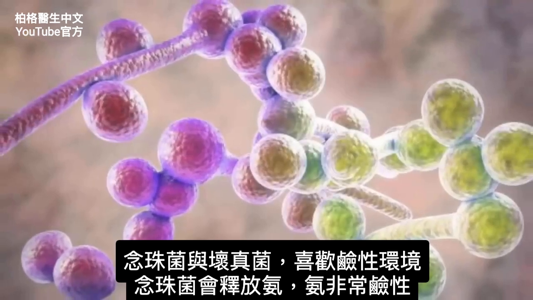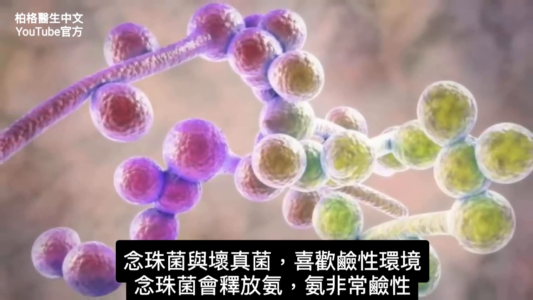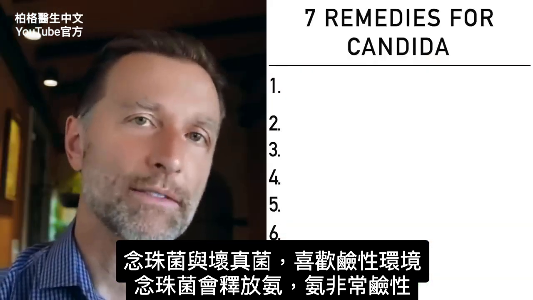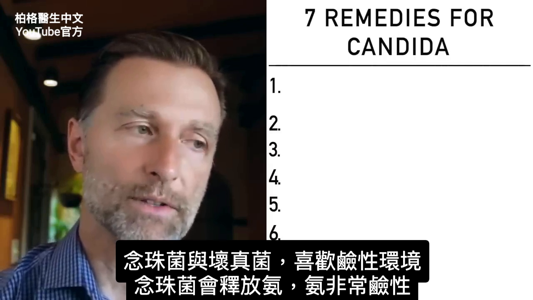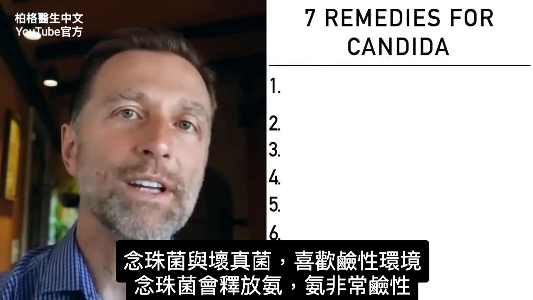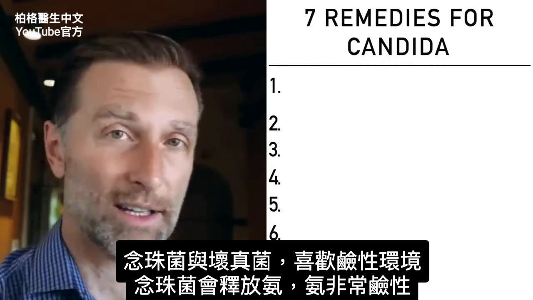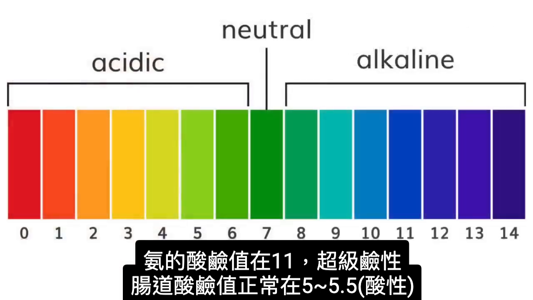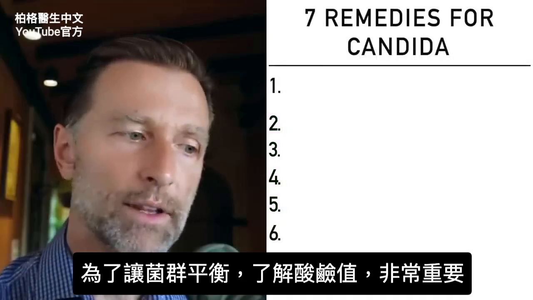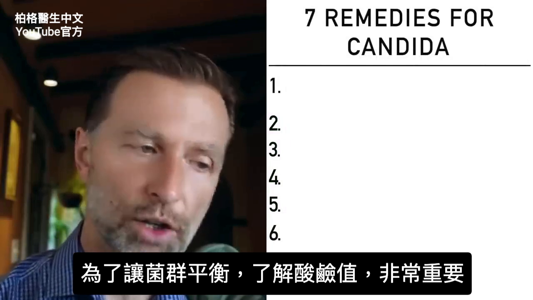And one unique thing about this Candida, or an overgrowth of any fungus, is that it prefers a more alkaline environment, okay? Because one of the byproducts of this fungus is that it releases ammonia. Okay, ammonia is extremely alkaline. On the pH scale, it's like 11, which is super, super alkaline. And normally the gut pH should be about 5, 5.5. And so understanding the pH is very, very important to having this balance of the good guys and the bad guys.